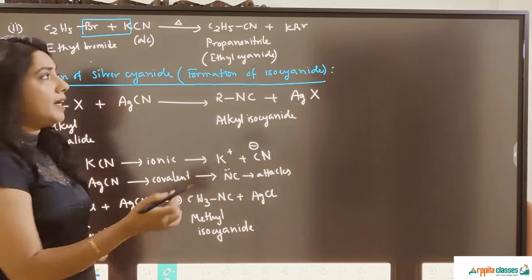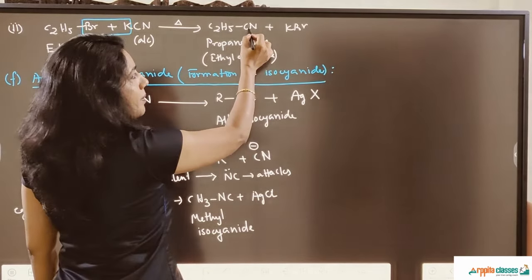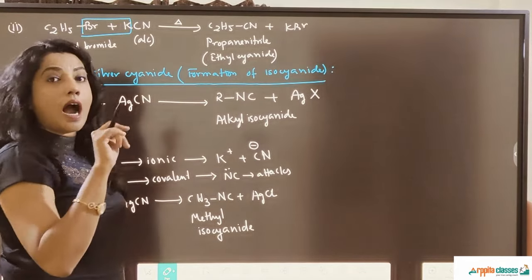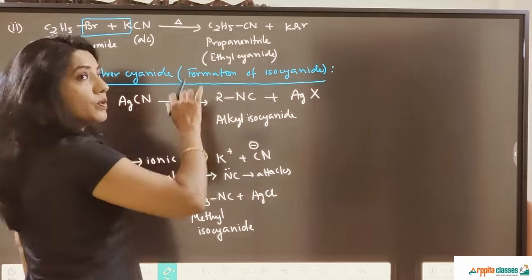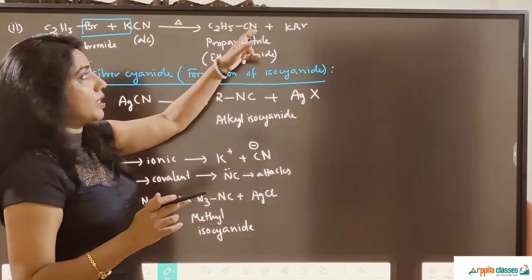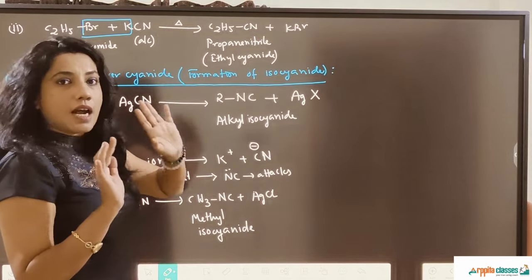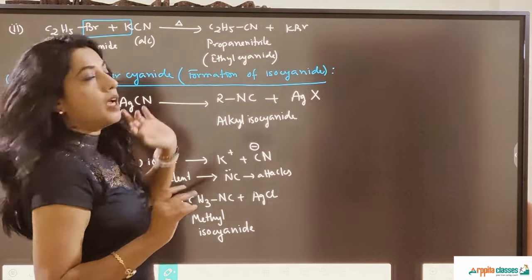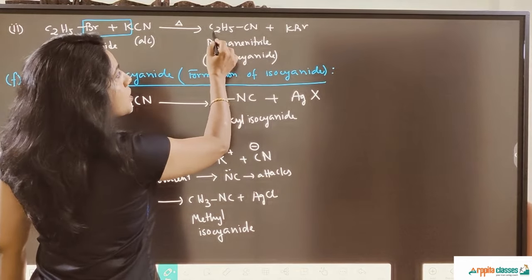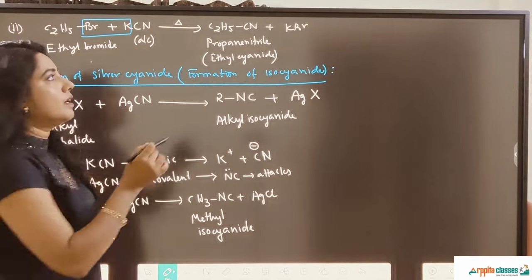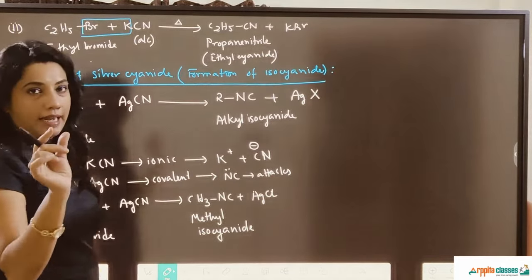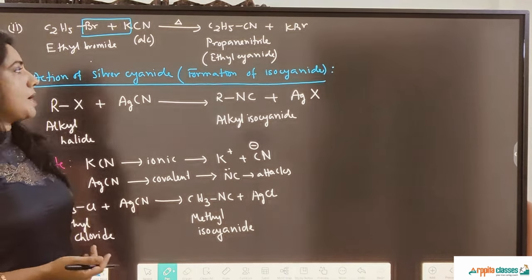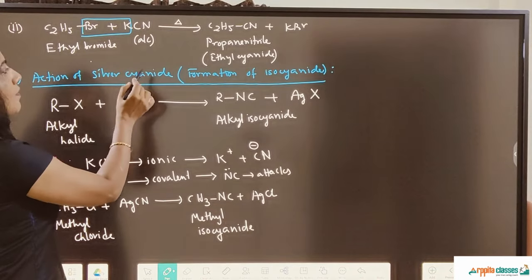When you say cyanide, you are already counting this carbon. So then you have to just see the number of carbon atoms in the R part. That is ethyl cyanide. But when you say nitrile, then it is propane nitrile. Nitrile, we call it only for N. Okay.